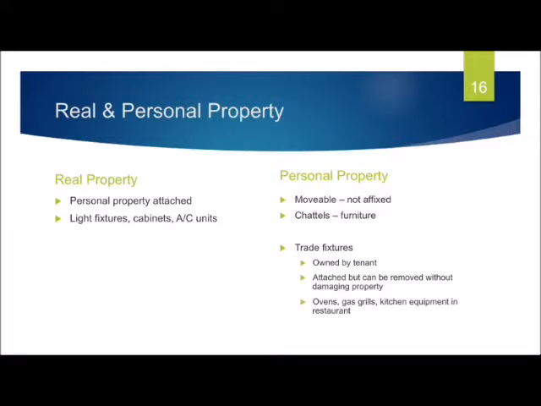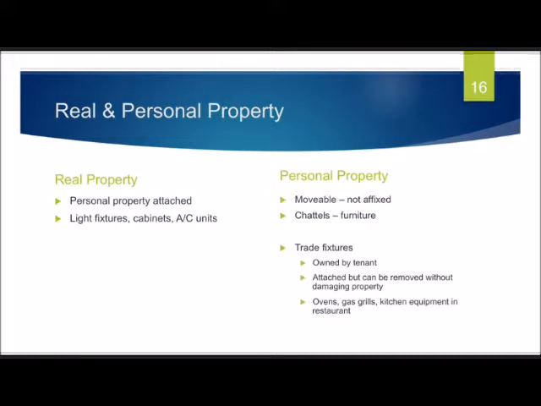Trade fixtures are a little bit different. Trade fixtures happen in commercial real estate. Those are fixtures that are owned by the tenant. As long as they can be removed without damaging the property, then they go with the tenant. And those are all taken care of in the leases or in the sale of property, but mostly this is on the leasing side of it. Ovens, gas grills, kitchen equipment in restaurants. If they're renting the space, they have the right to, and it will be in the lease, take their trade fixtures with them because it doesn't damage the property when they take it. So those are the issues with the personal property and the real estate.